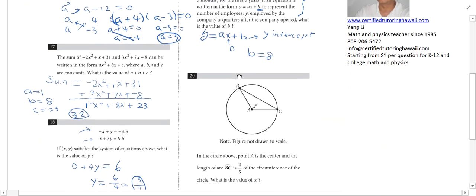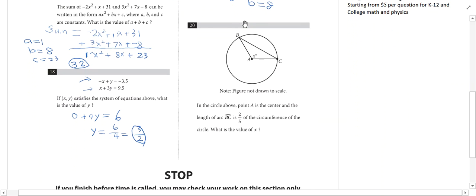We go to number 20 now. Look at number 20. Be careful here. The figure is not drawn to scale. This is a circle, and the central angle is x, right? They told you that the BC arc is 2/5 of the circumference.